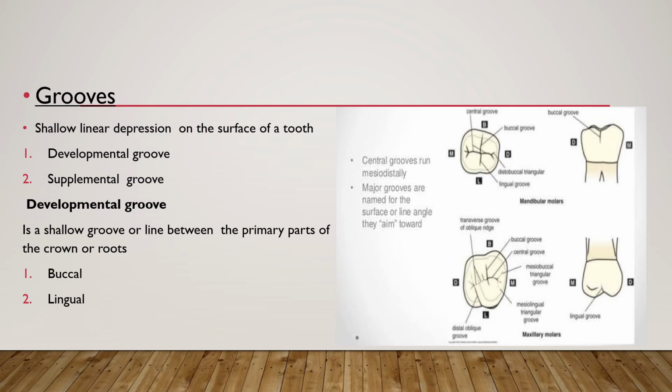Now we have to remember that major grooves are named for the surface or the line angle they aim towards. If the groove is aiming towards the buccal surface, it is called the buccal groove, and if it is aiming towards the lingual surface, then it is known as the lingual groove. Whereas the central groove runs mesiodistally.